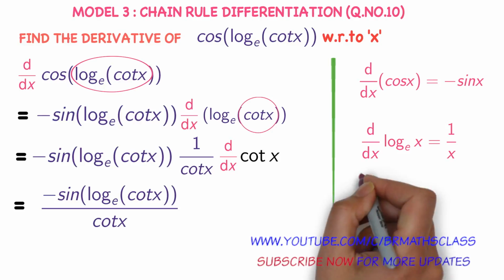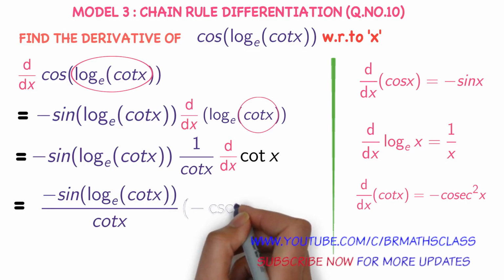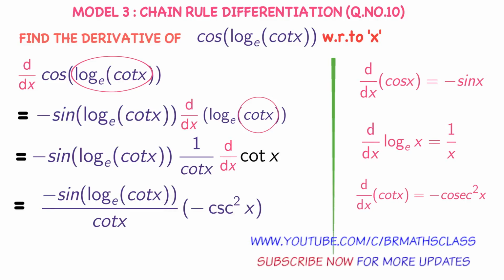x. We know the direct formula for the derivative of cot x. What is the derivative of cot x? Derivative of cot x is minus cosecant square x. So you write the direct formula here. Derivative of cot x is minus cosecant square x.